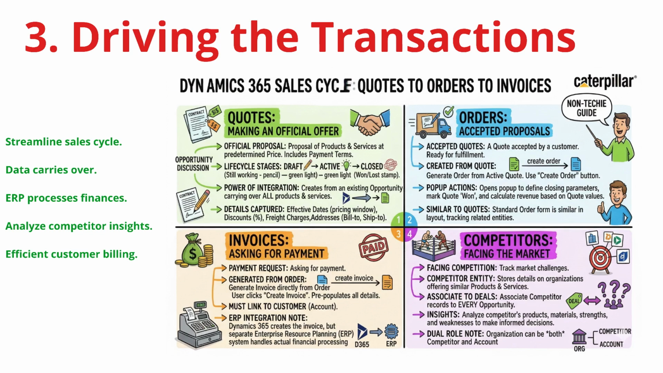This process allows you to define closing parameters and calculate final revenue based on those quoted values. Next comes invoices, simply defined as asking for payment. Generated directly from the order to pre-populate all details, the invoice must link to a customer account. While Dynamics creates the invoice, remember that your separate ERP system typically handles the actual financial processing.